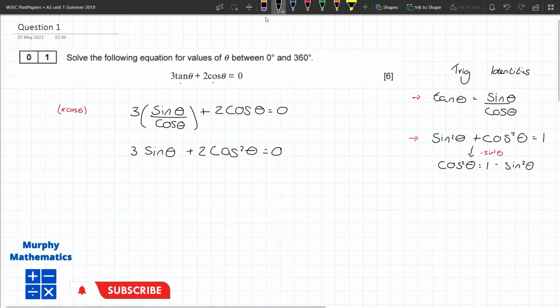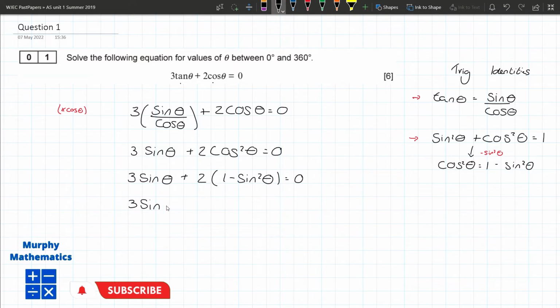Great. So now I can put that into my equation, and I'll have 3 sine theta plus 2 brackets, so 1 minus sine squared theta equals 0. Okay, so I've now expanded out that bracket. I'll have 3 sine theta plus 2 minus 2 sine squared theta equals 0. So right now I can see that this is going to be a quadratic equation, because we have power 2 of sine, and then power 1 and power 0.